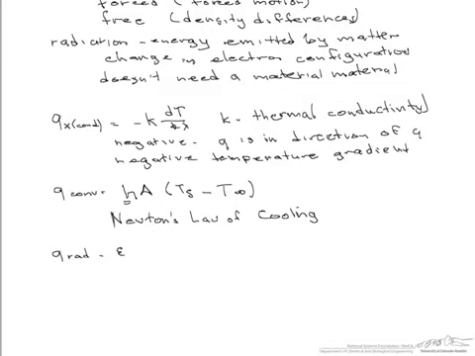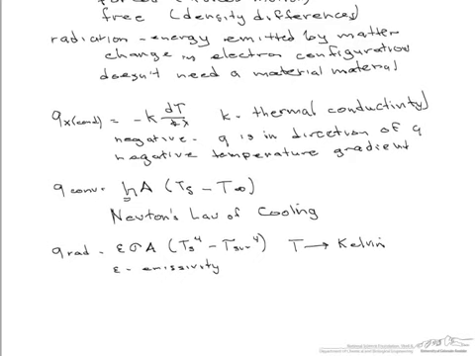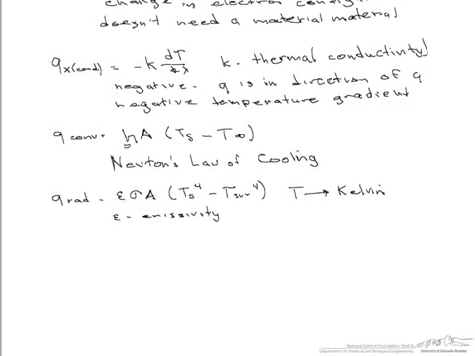And finally, we have our heat transfer due to radiation. And this is epsilon, which is the emissivity, times sigma, which is the Stefan-Boltzmann constant, times the area, all multiplied by T_s to the fourth, which is the surface temperature, minus T_surrounding to the fourth, which is the temperature of the surroundings. And because these are raised to the fourth, temperature always has to be in Kelvin. This emissivity is a property of the surface that the radiation is occurring from.